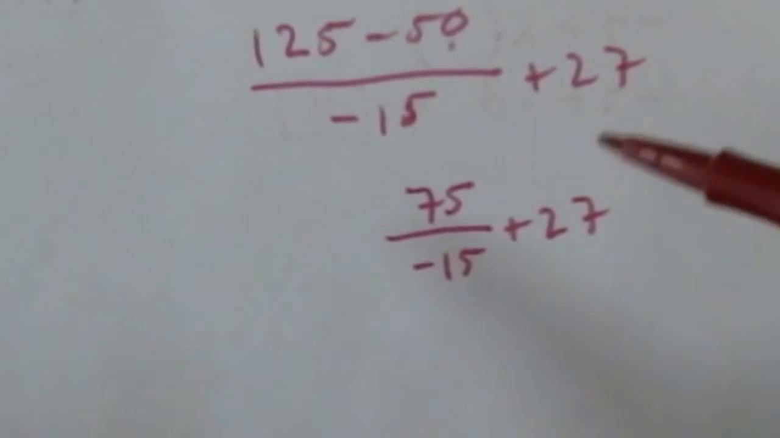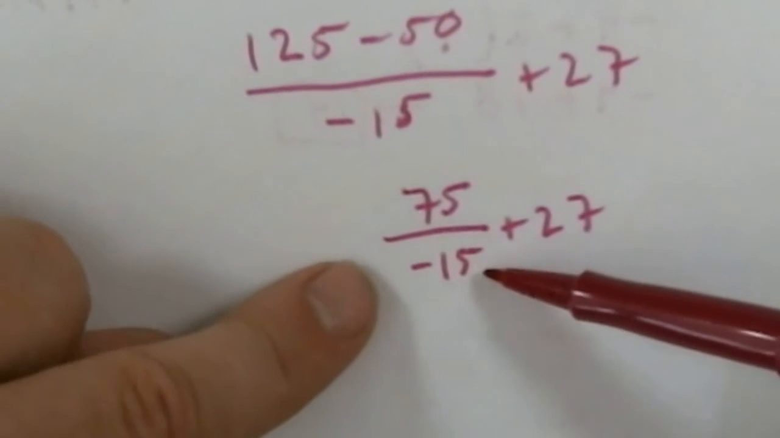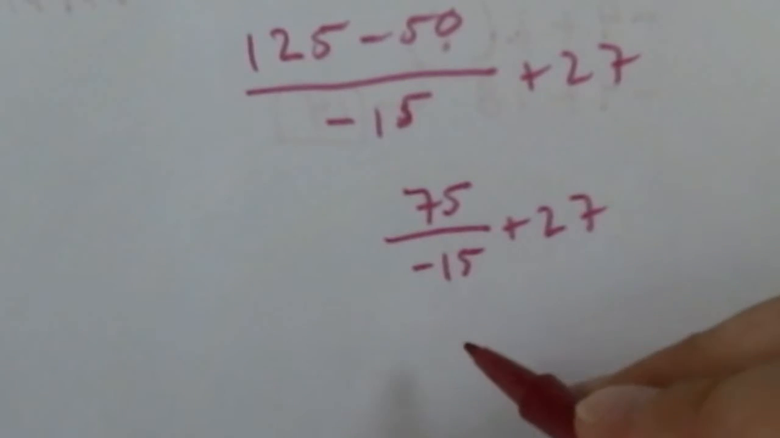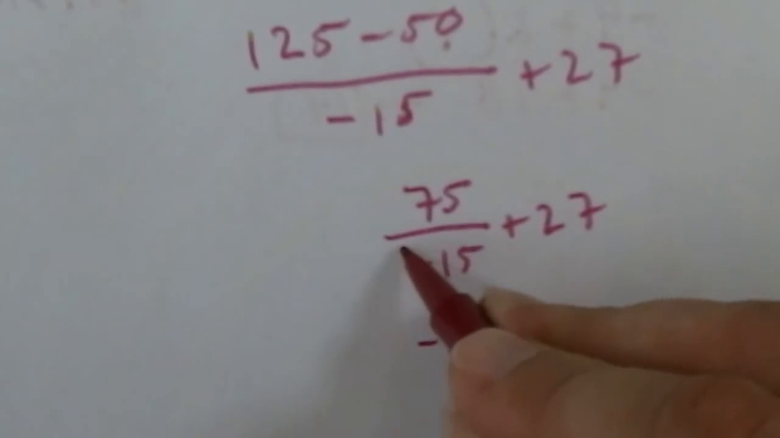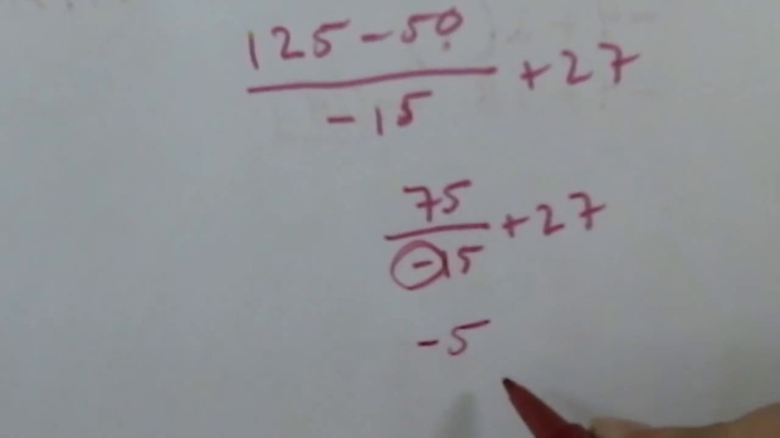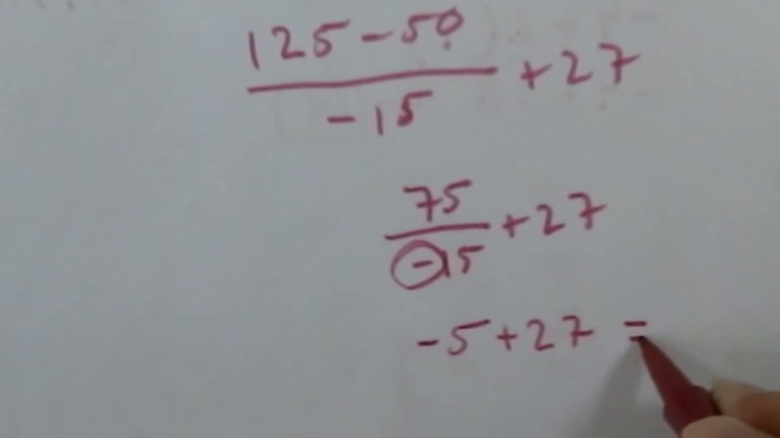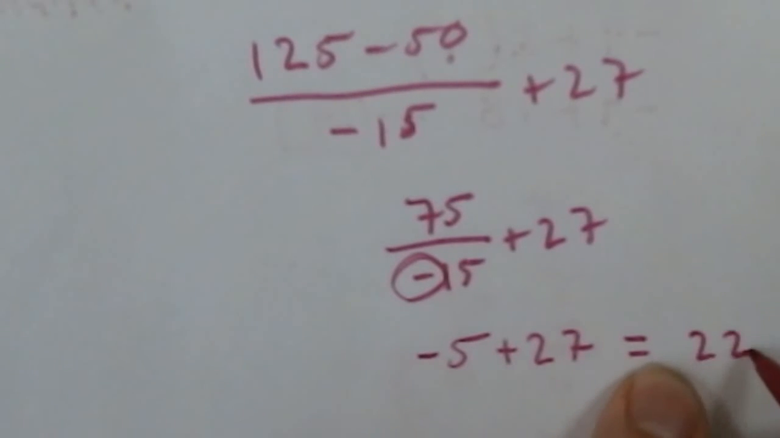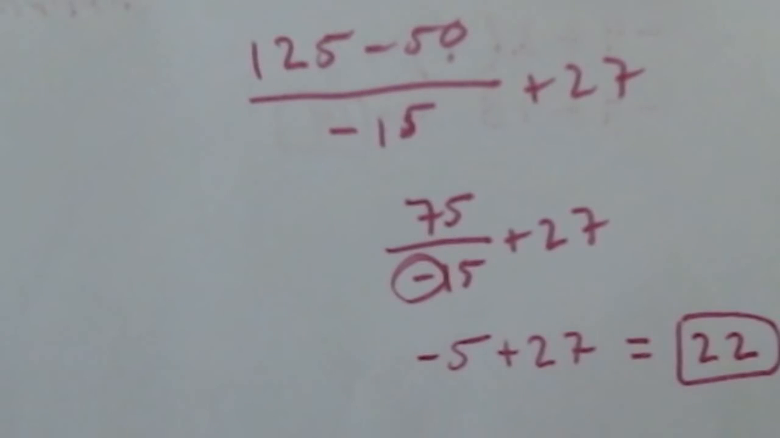Now, let's see if you're good at this. 75 divided by 15. Let's see, how many 15s go into that? So let's see, 15 times that, that's 30. Is that going to be 5? Yeah, -5 because you have that minus below here, plus 27. So what is negative 5 plus 27? It should be 22, right? 22. It should be your answer for that.